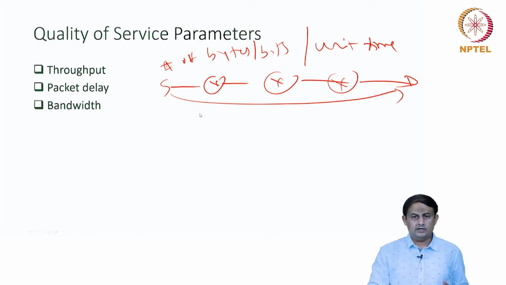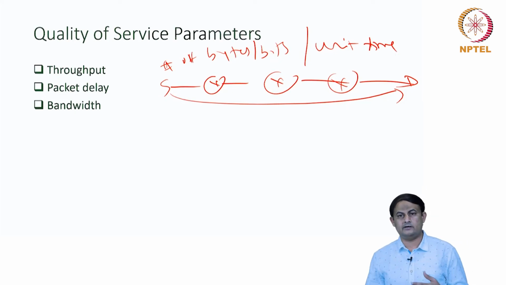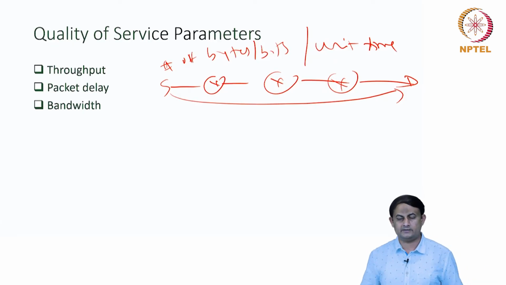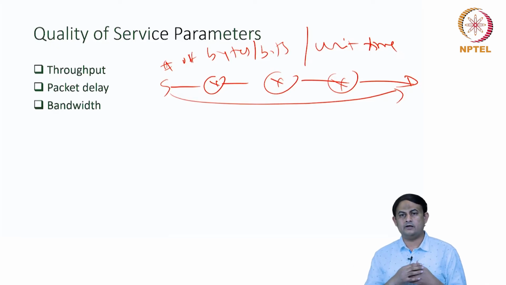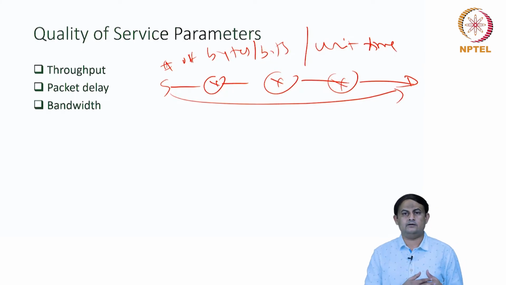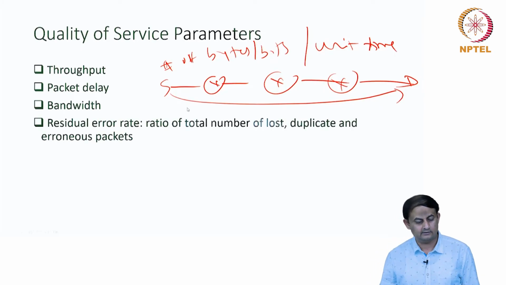And the third parameter with which you can specify the quality of service is the bandwidth. The application might come and tell that I require a minimum of X amount of bandwidth. Maybe I require 1 Mbps, or 2 Mbps for my useful utilization. Below that, I cannot run smoothly. So the application might tell that.